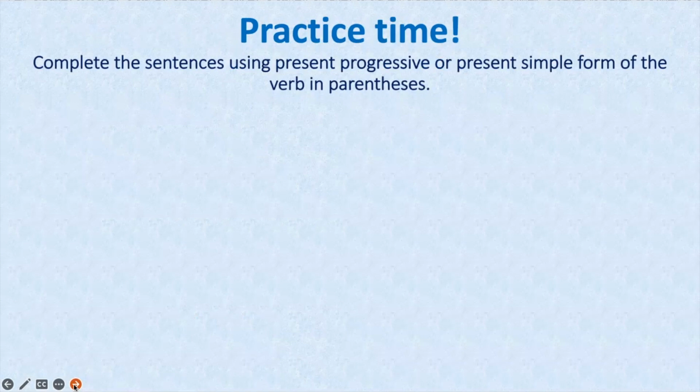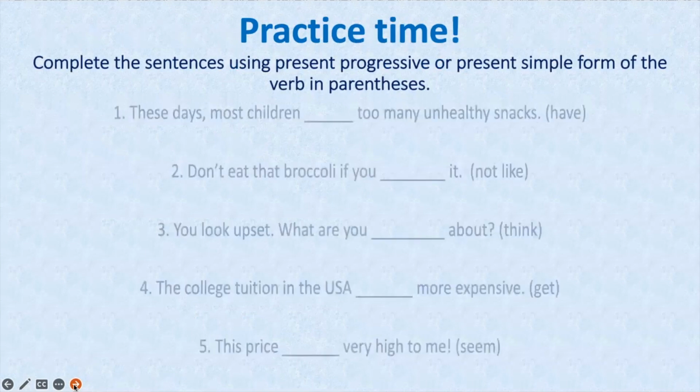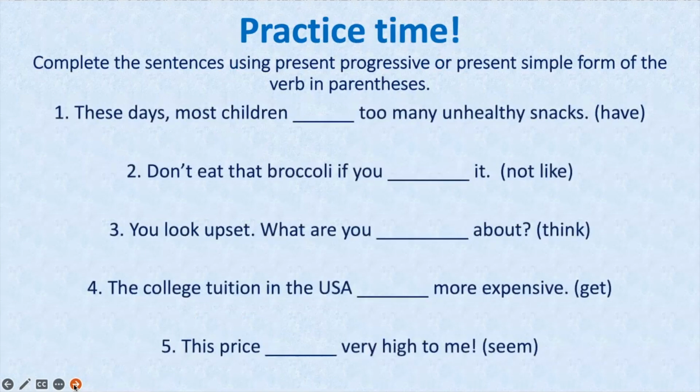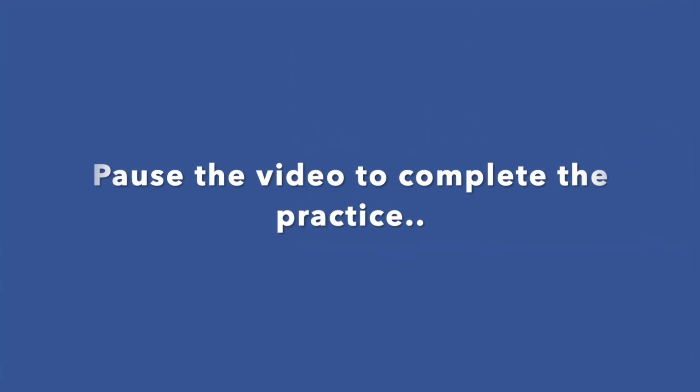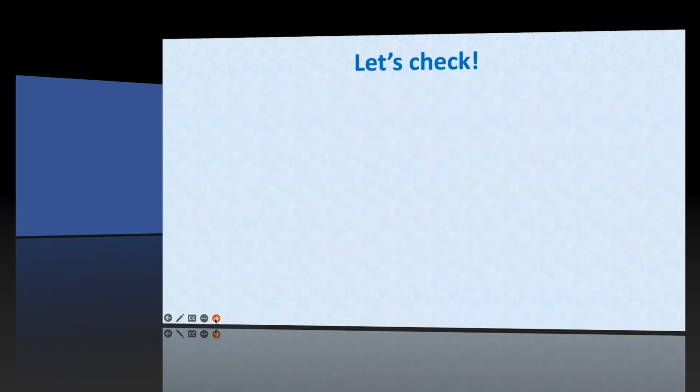All right, let's have some practice. Complete the sentences using present progressive or present simple form of the verb in parentheses. Pause the video, spend 2 to 3 minutes on this task. Right, let's check.